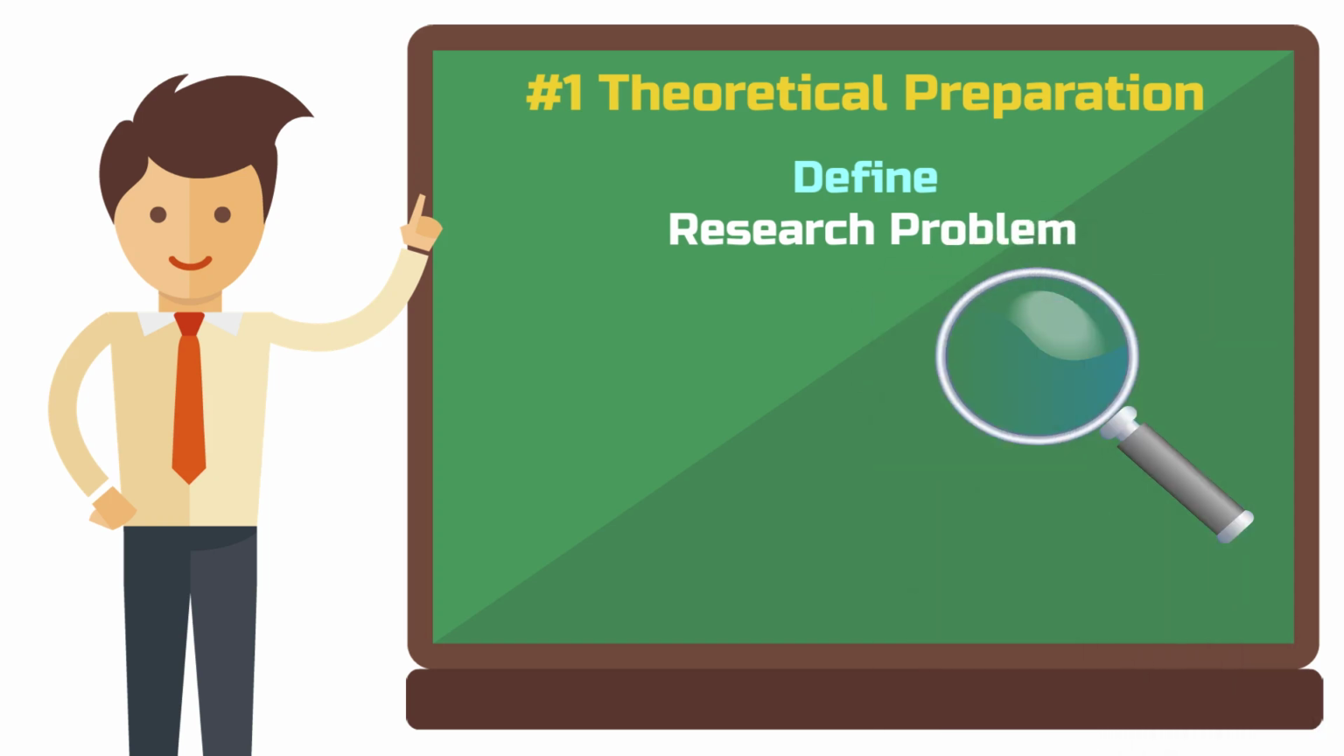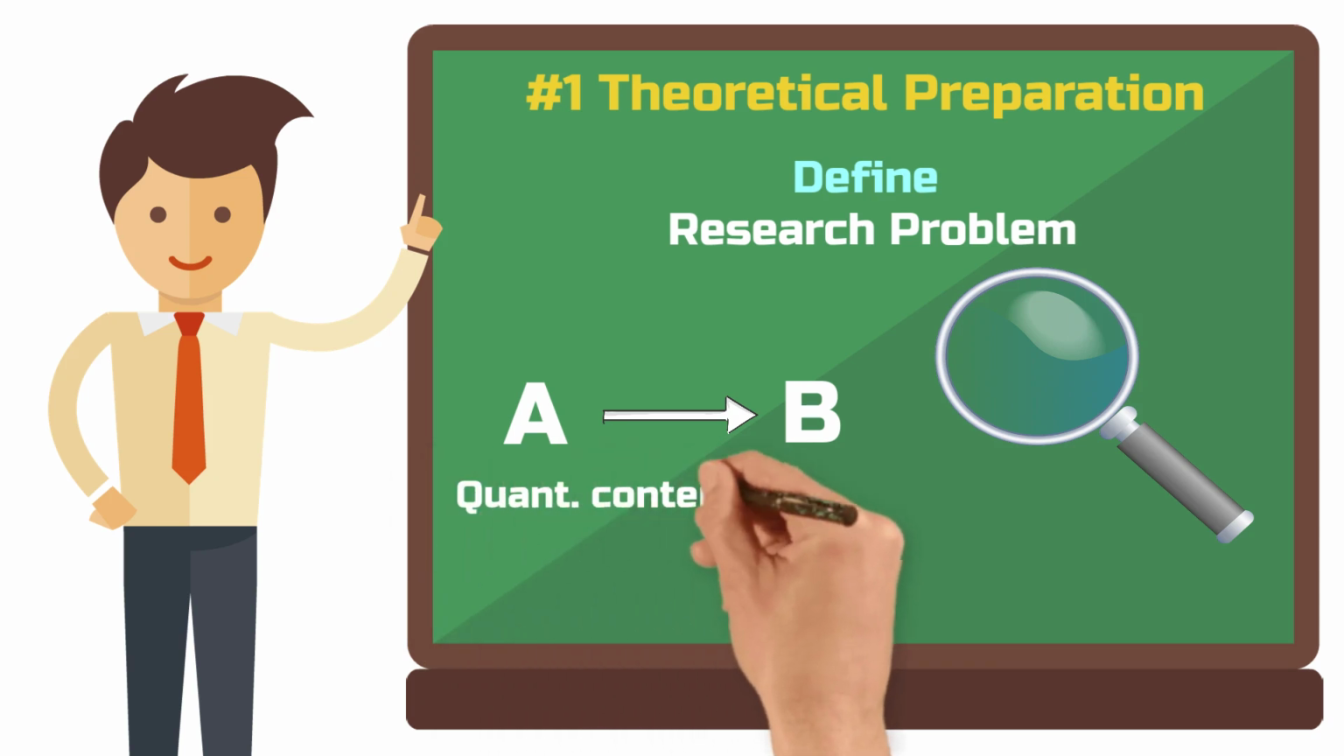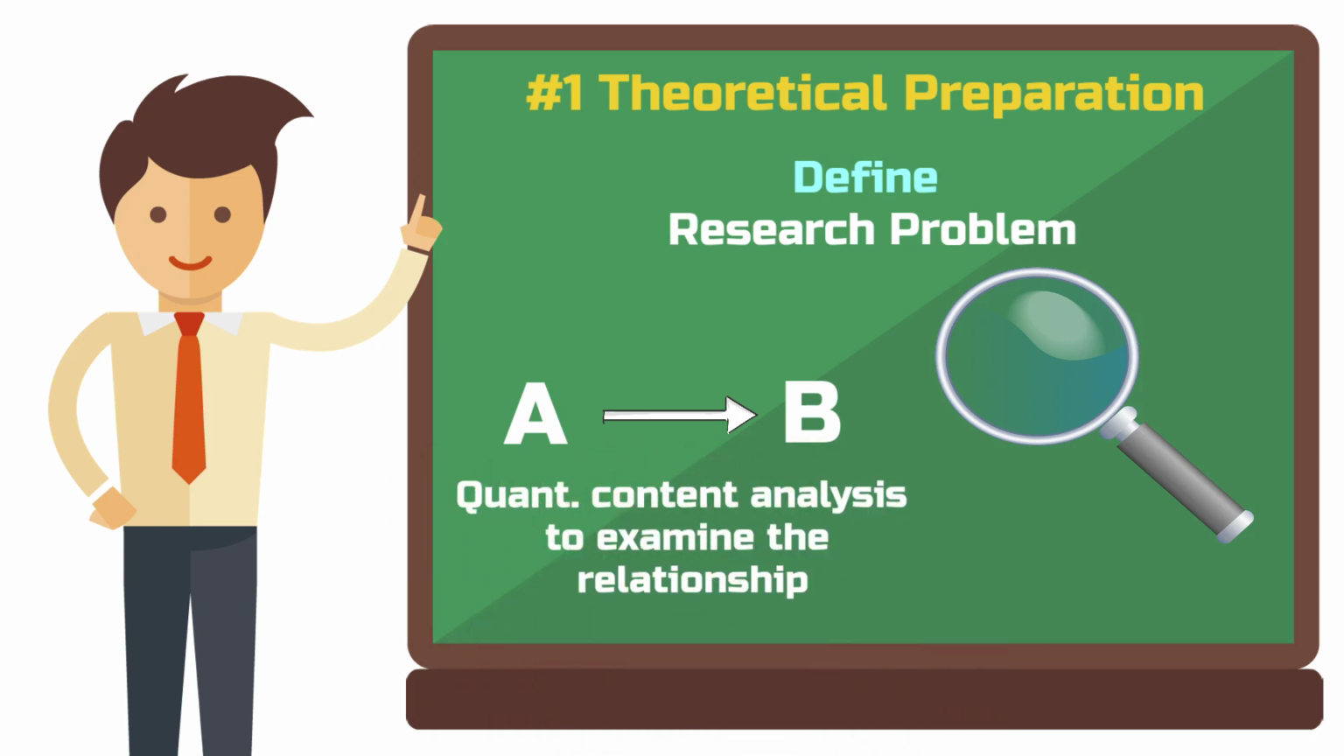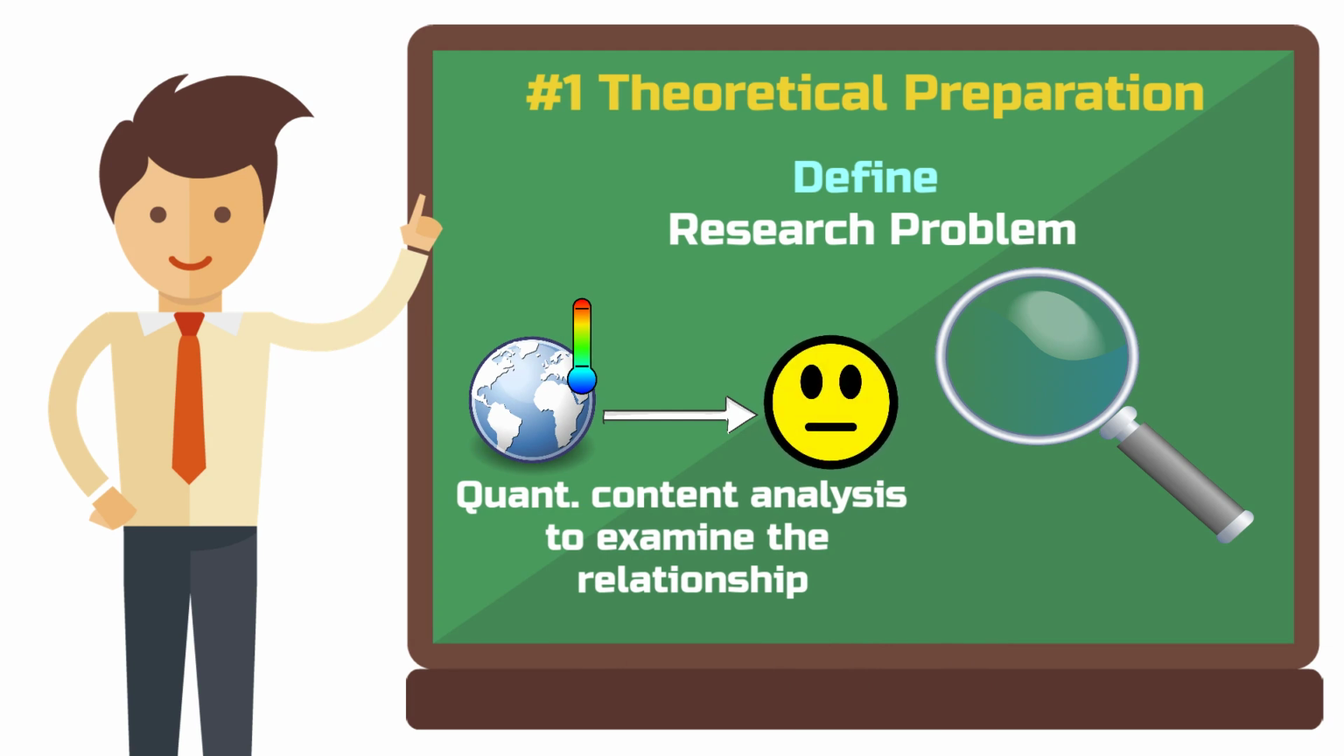Ideally, your problem should focus on the relationship between variables that you can examine through content analysis. For example, you might study news framing related to climate change and the emotions in social media discussions.